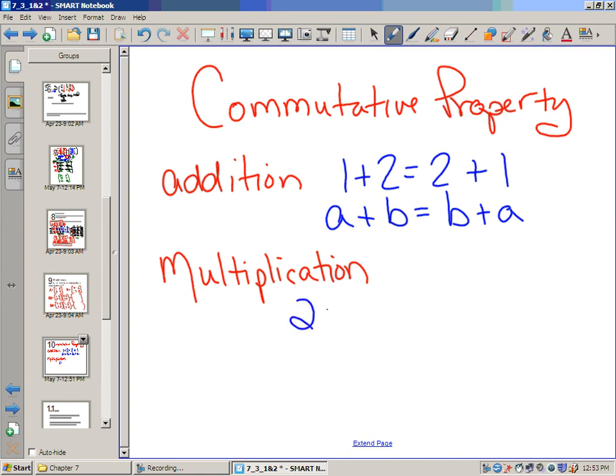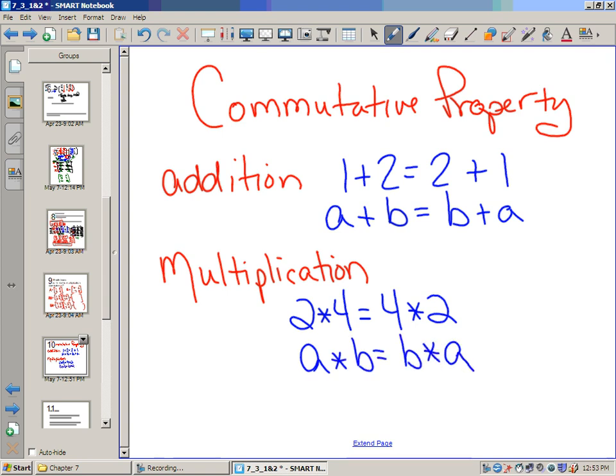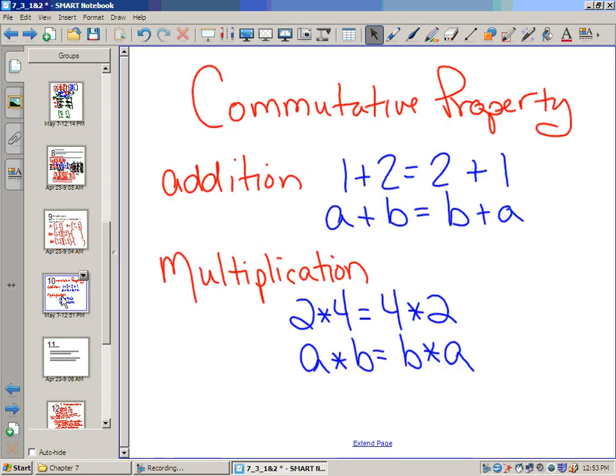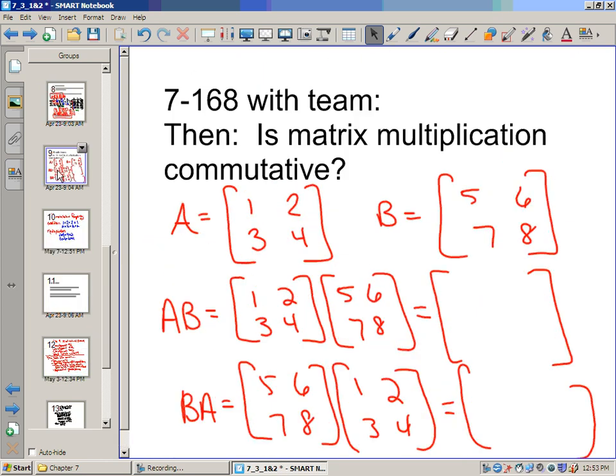Okay, 2 times 4 is the same as 4 times 2. And to be commutative means that it works for any number. The question I'm going to ask you now in this problem, and we'll do this together, is this true for matrix multiplication?